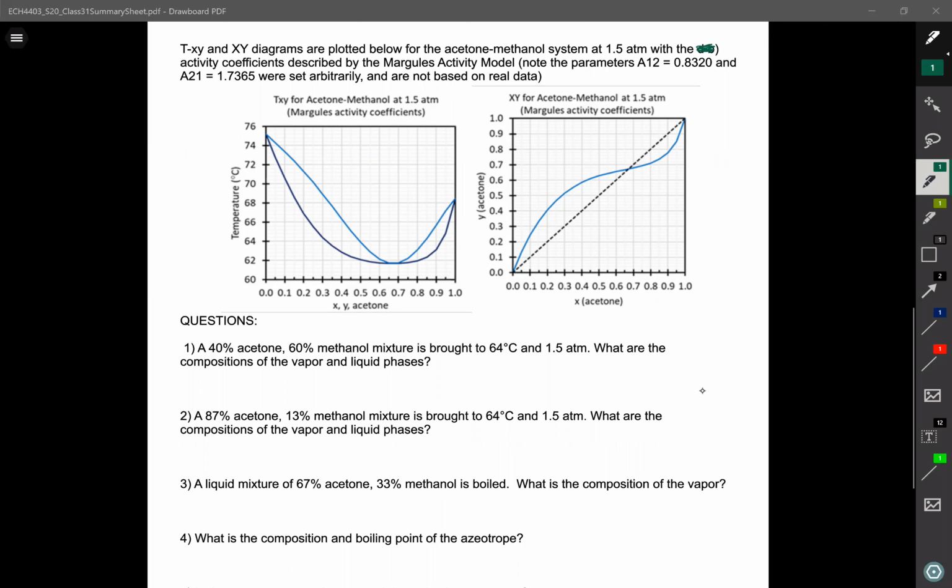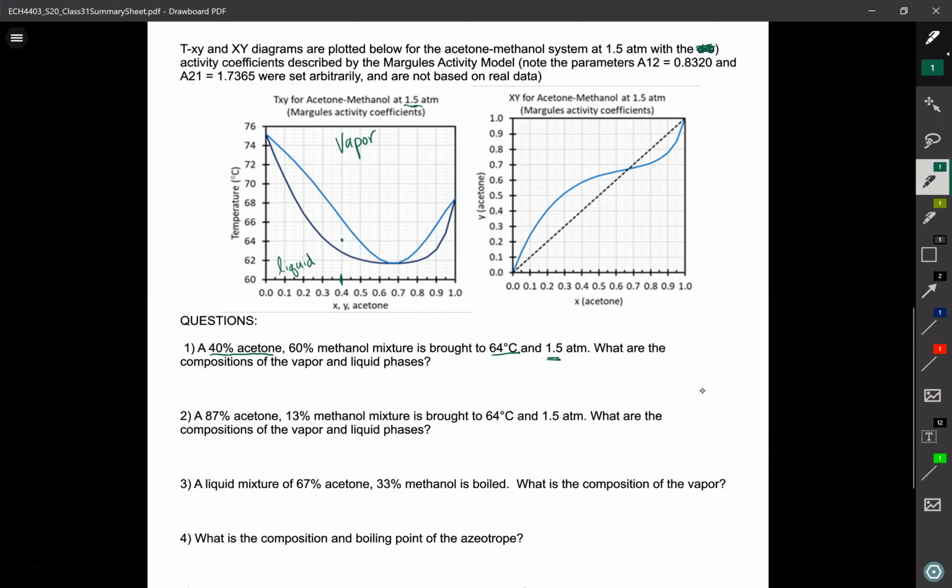So finding what my initial composition is, I want to go to 40% acetone, and by default then 60% is methanol. And we don't know what the original temperature is. I guess it doesn't really matter. It could be vapor or liquid. Remember, for a TXY, vapor is on the top, liquid is on the bottom, and anything in between is in the two-phase region. 64C, and the entire TXY diagram is for 1.5 atmospheres, so it's good to double check. But finding where the intersection is, 64C is right in the middle there.